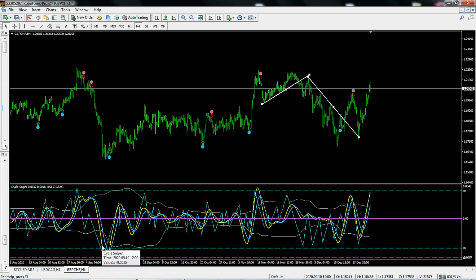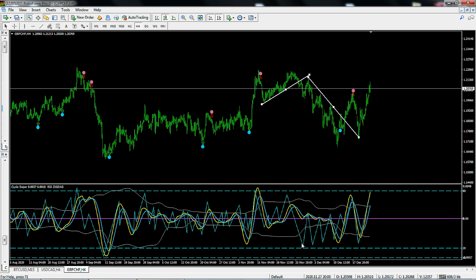If Cycle Snipper is above or below the deviation line, we look for a retracement. And then we can wait for the Cycle Snipper signal, or we can buy here or sell here, like this, as you see. Here and here.